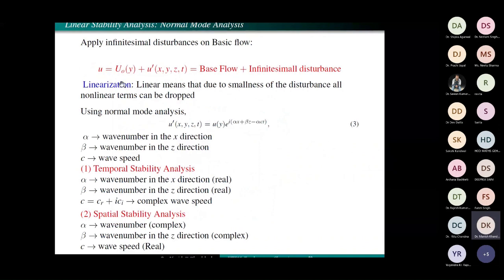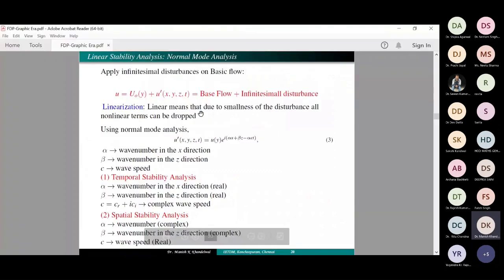This is very interesting. First, the velocity is decomposed into two parts. First is the basic flow. So I am just writing a few things here.